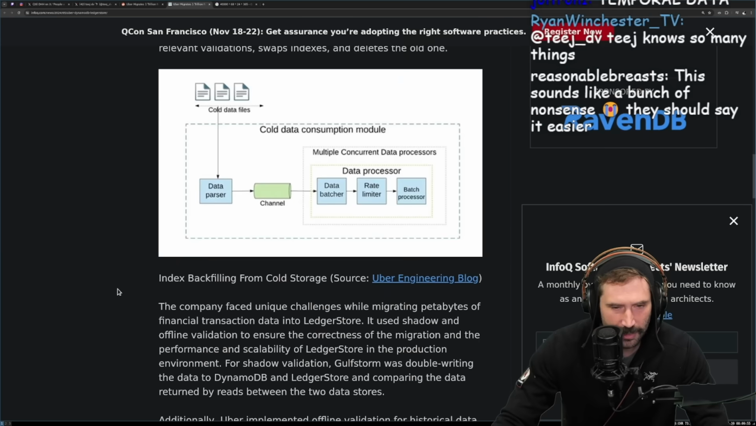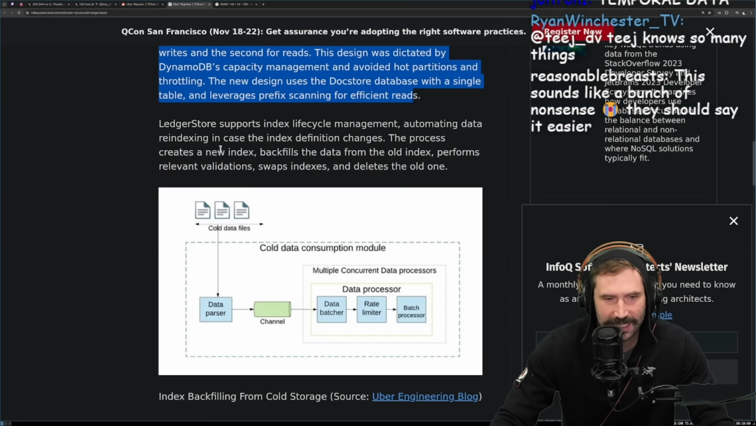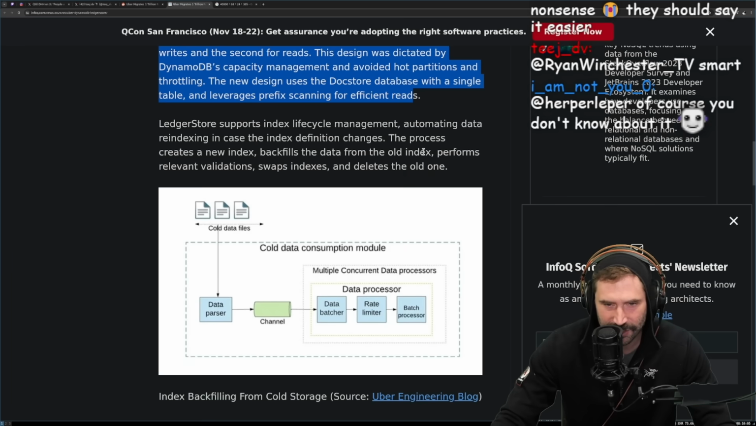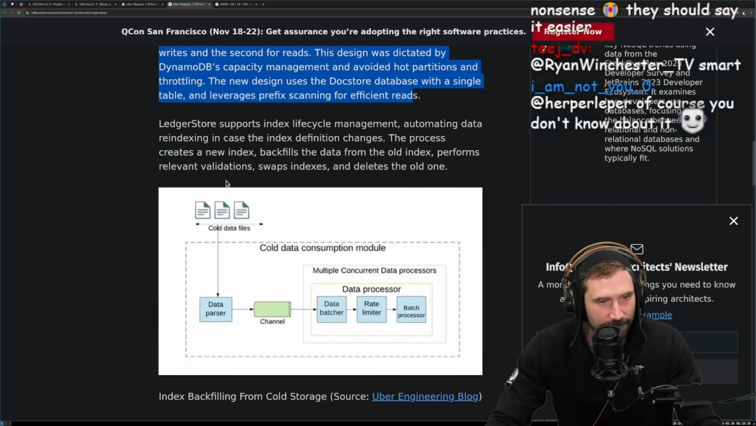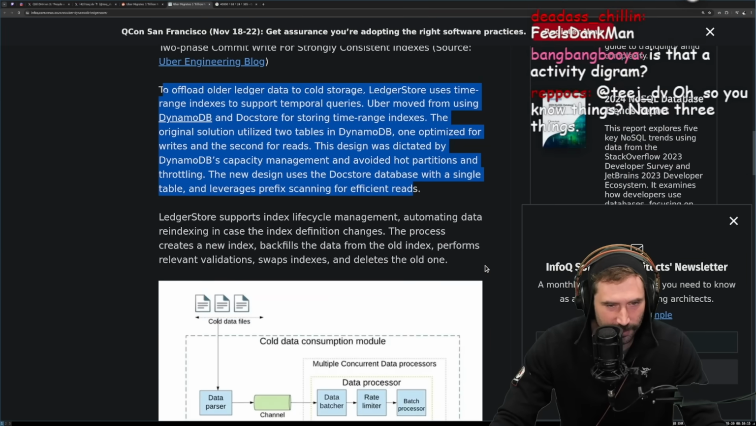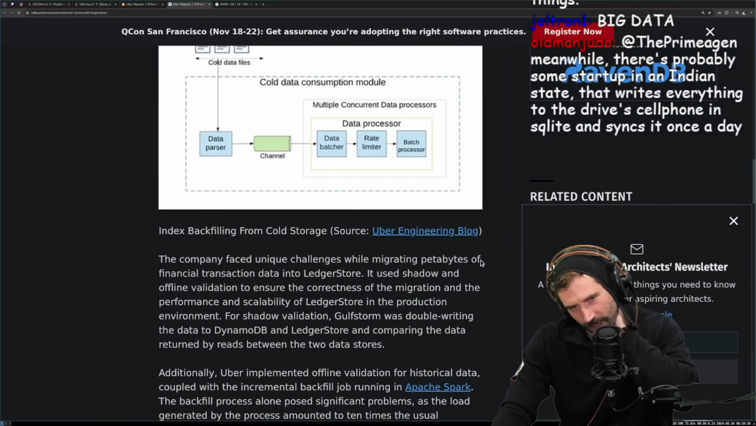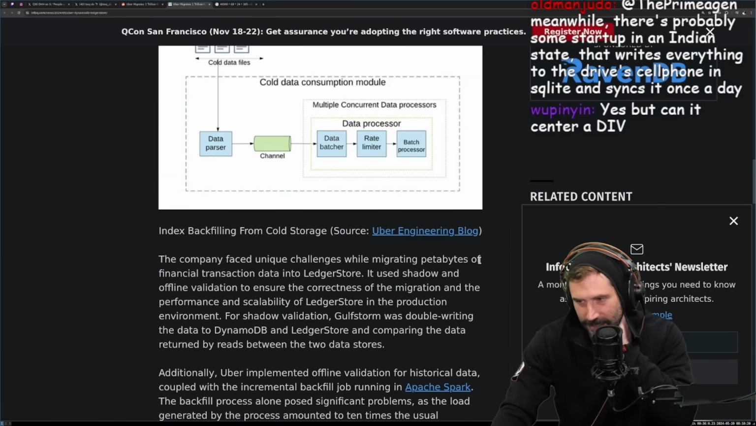Okay. Pretty cool stuff here. Ledger supports index lifecycle management, automating data backfilling or re-indexing in the case of index definition changes. The process creates a new index, backfills the data from the old index, performs relevant validation, swaps indices, and deletes the old one. Damn, they're really going to town on this thing. I'm still shocked that they're doing this all in store. I swear I must be missing something here.